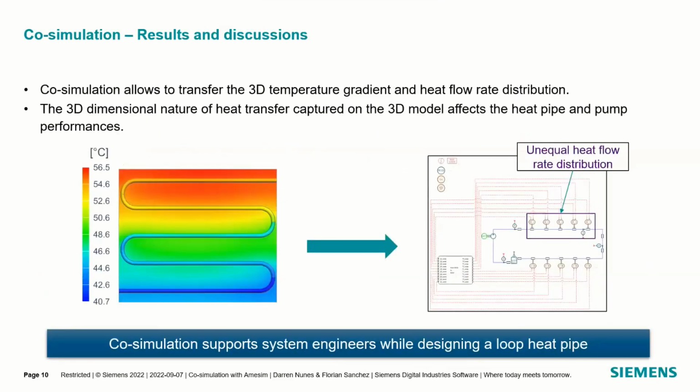About the results, what are the benefits for a SimCenter AmSim user? Now we can access the three-dimensional nature of heat transfer thanks to the SimCenter 3D thermal solver. Also, thanks to that and the connections we define on the SimCenter AmSim model, we get an unequal heat flow rate distribution that we couldn't achieve without the 3D computation of the heat transfer. So co-simulation can really support system engineers while designing a loop heat pipe, because they can get more details and information from the 3D solver.